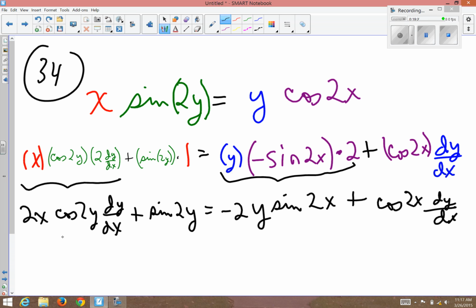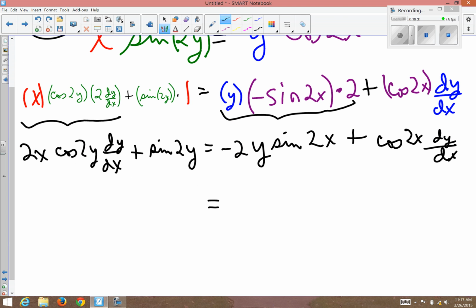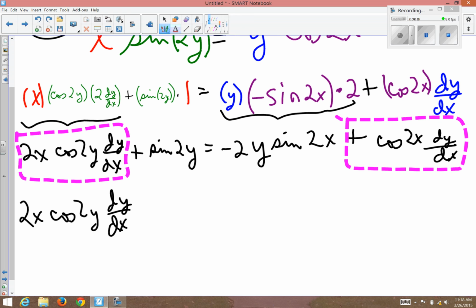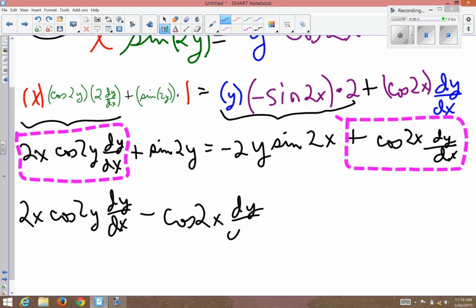So there are, let's count these, 1, this is all one term here, 1, 2, 3, 4 terms. There's 4 terms. We need every term that has dy dx, like this term has dy dx, and this term has dy dx. We need all the terms that have dy dx on one side of the equal sign. This first one here gets copied, 2x cosine 2y dy dx. This term coming to the other side of the equal sign will change from positive to negative. Cosine 2x dy dx. So there's the equal sign.